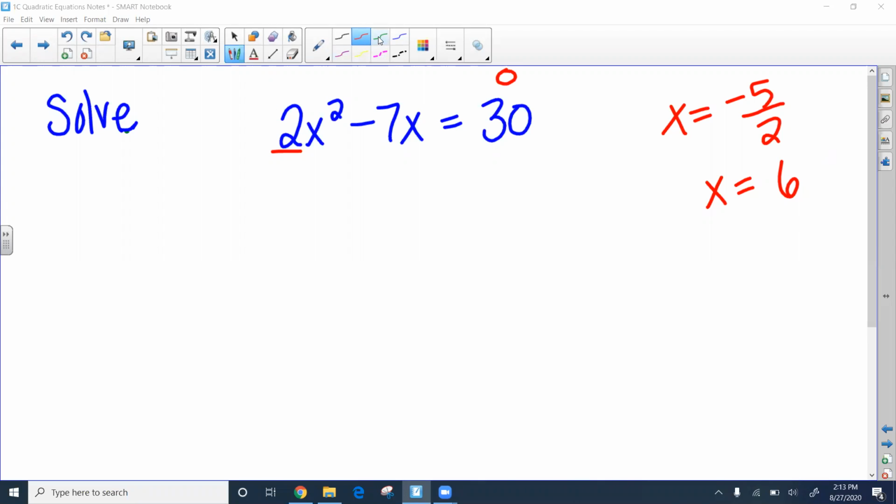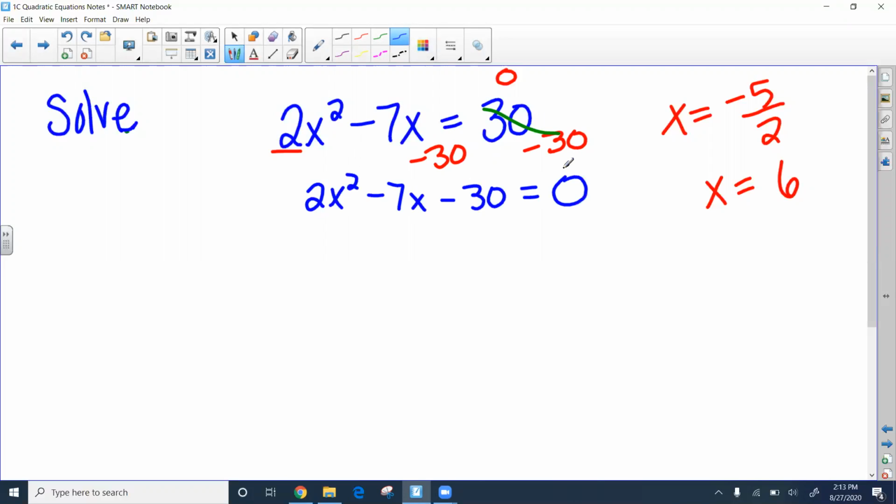The first thing, as I mentioned, it's not equal to 0. So we are going to get one side equal to 0 first. So to do that, I would subtract 30. And it's an equation, so I do that to both sides. Because then on the right side, that'll give me a 0. On the left side, since none of those combine, I'd have 2x squared minus 7x minus 30 equals 0.